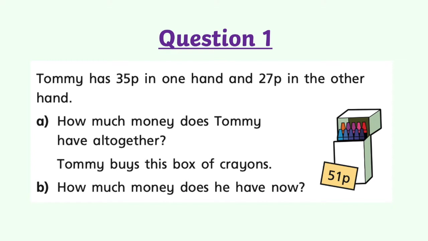This is the first question. Tommy has 35p in one hand and 27p in the other hand. Part A, how much does Tommy have altogether? Tommy then buys this box of crayons, and part B, how much money does he have now? So click pause here, think about how you're going to tackle this problem, and click play when you want to go through the answer.